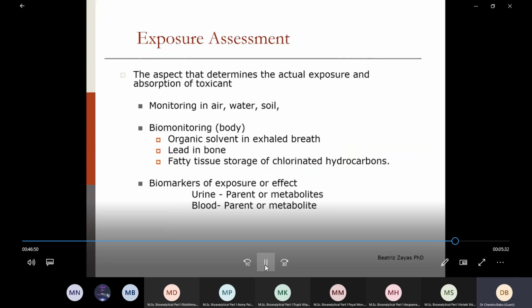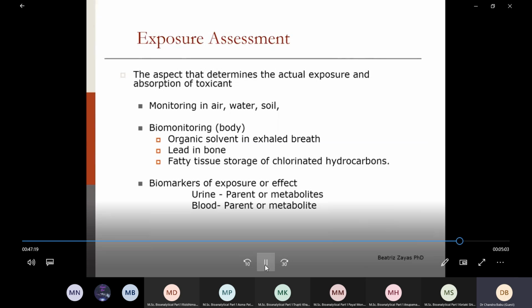Again, as I mentioned, we could have contaminants in the environment, but unless we monitor the presence and we know the level, we cannot be certain. So for us to determine the actual exposure to those substances in the environment, air, water, or soil, we need to monitor the presence. And for that, there are multiple ways of monitoring the presence of contaminants. But also the body, not only the air.